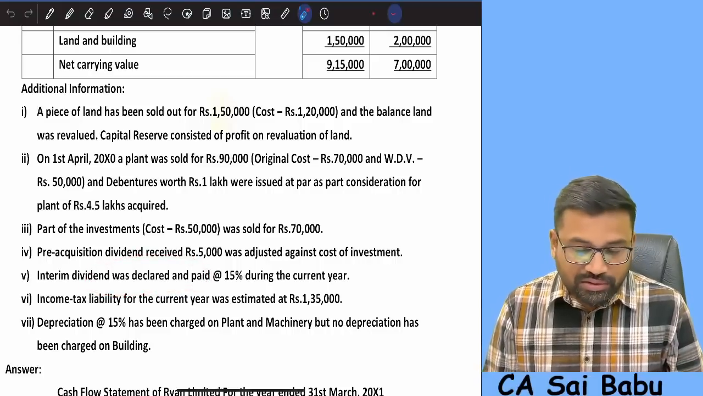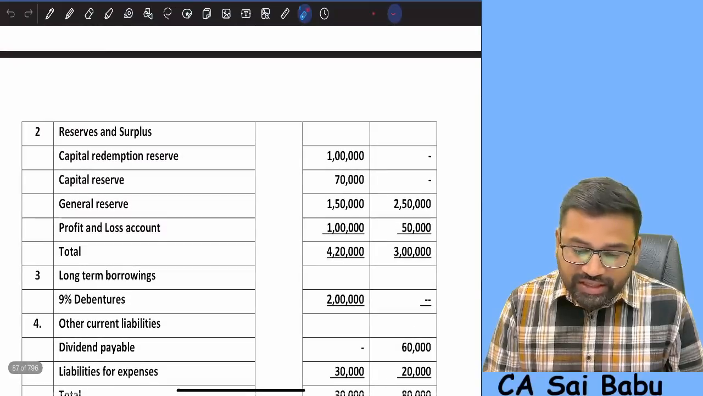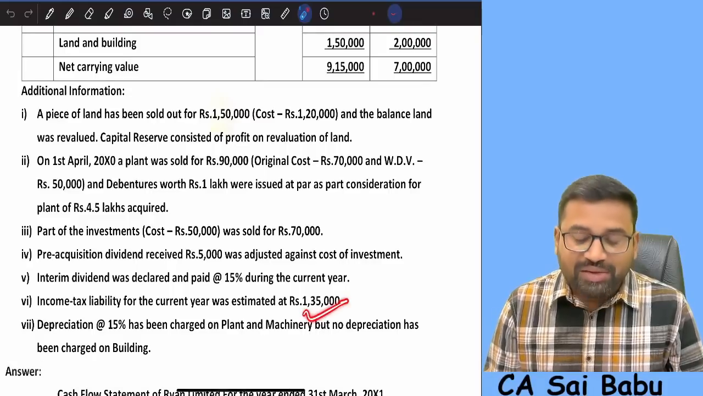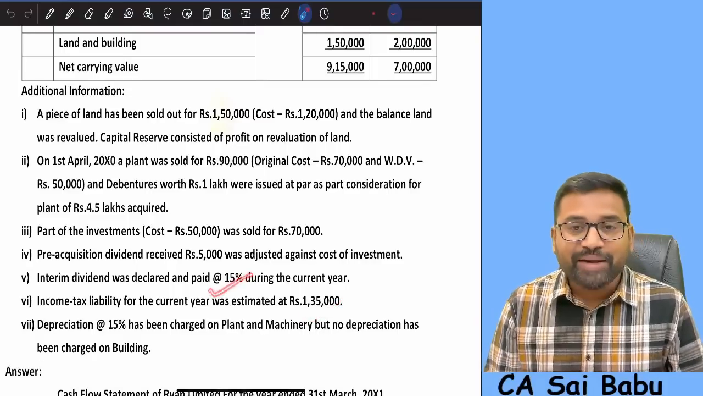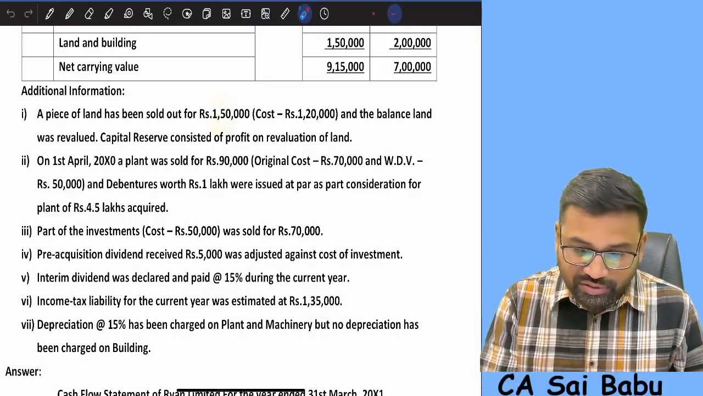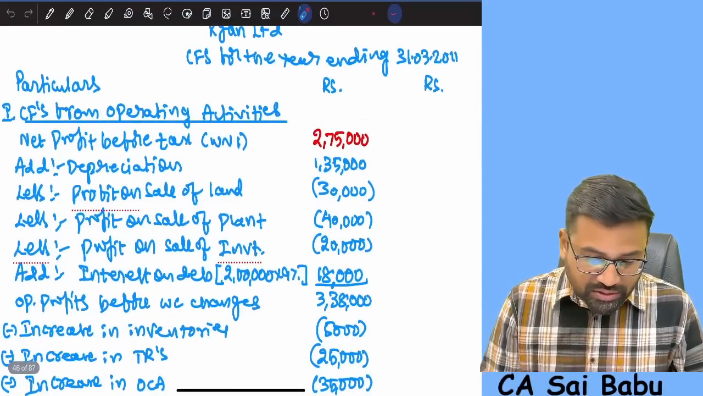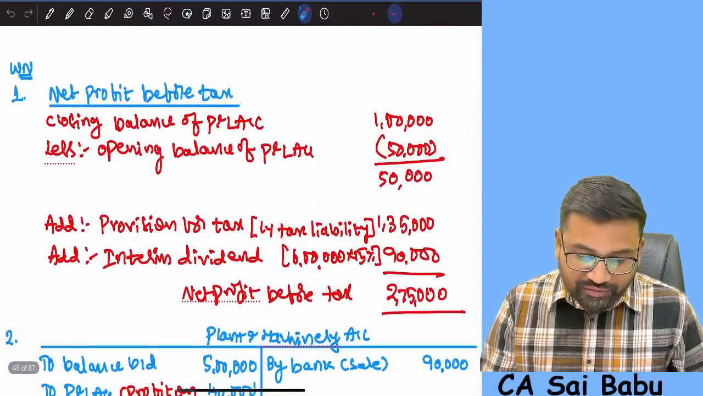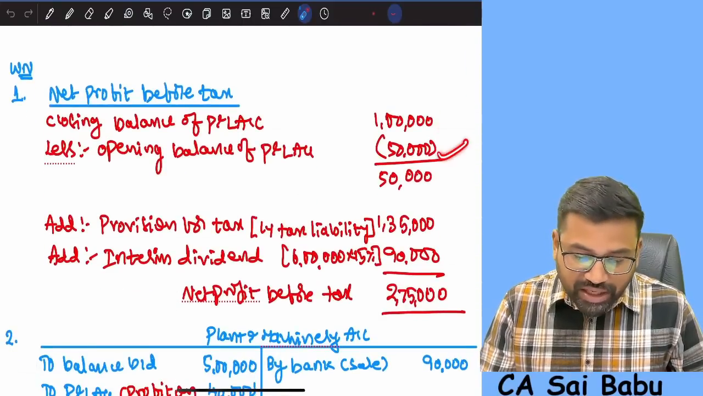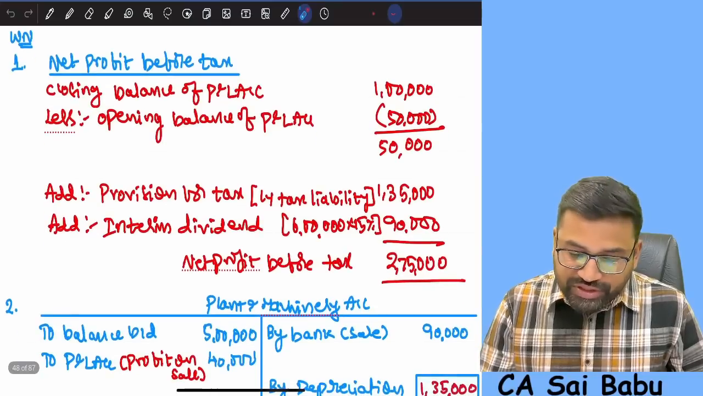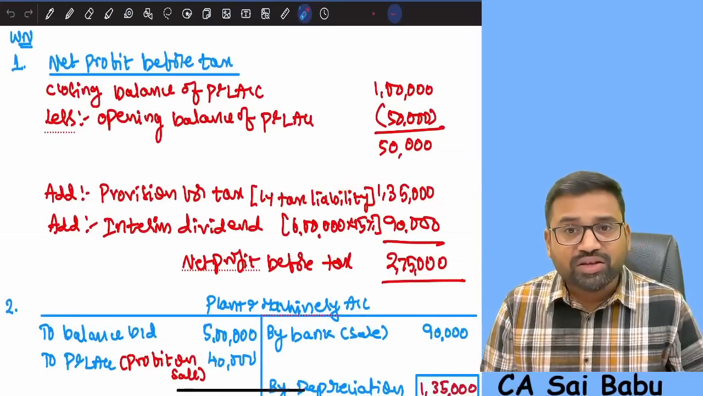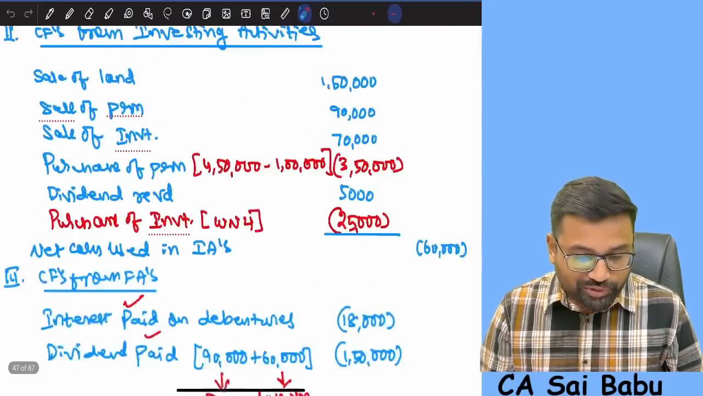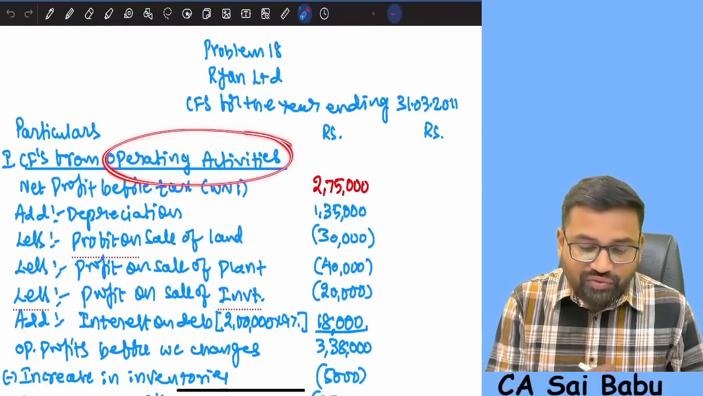So add back. So in this case, take the difference in P&L account 50,000. For that, add back current year tax liability, add back interim dividend. You will get net profit before tax. If you look at the solution, see this. First we start with net profit before tax. How did we get this net profit before tax? First we take the closing balance of P&L 1 lakh minus opening balance 50,000. Provision for tax, that is current year tax liability given in the question, 1,35,000. Interim dividend 90,000. So 2,75,000 is the net profit before tax, which is the starting point to arrive at cash flow from operating activity.